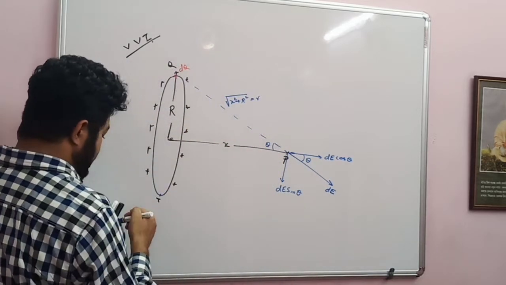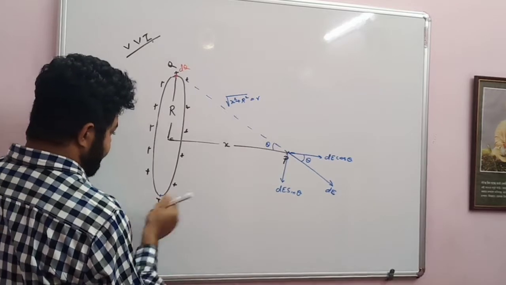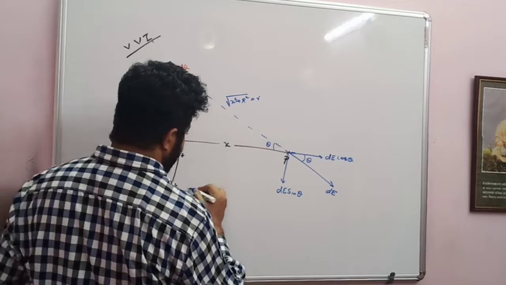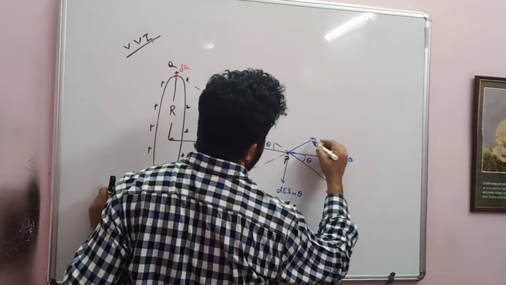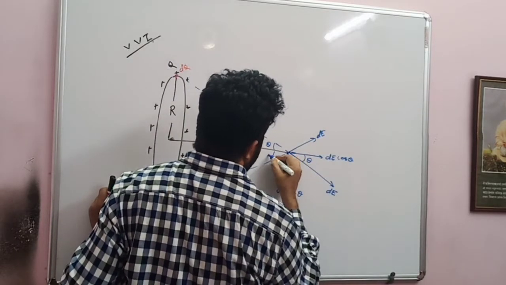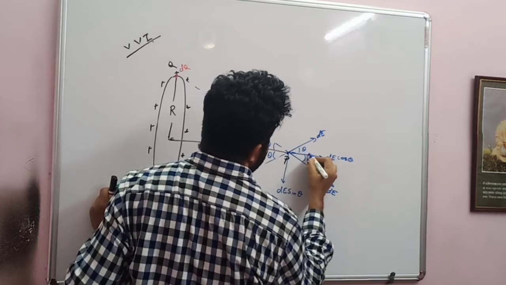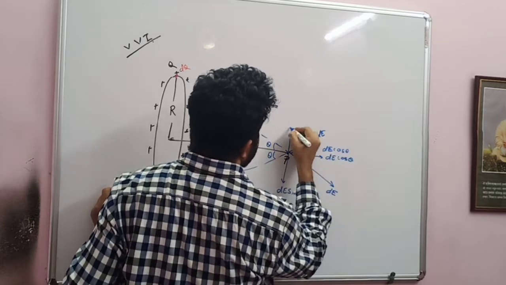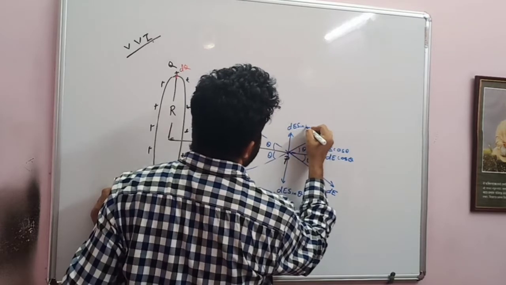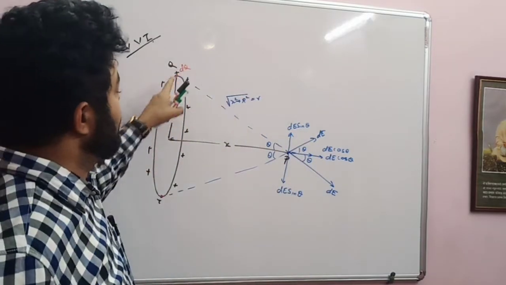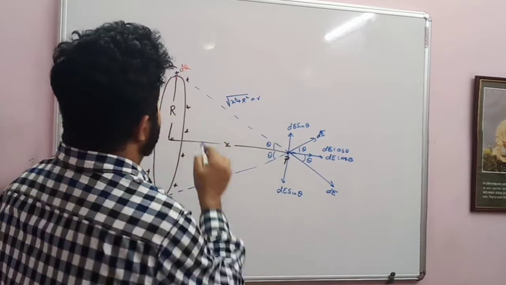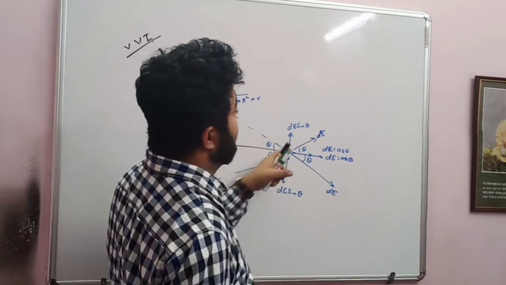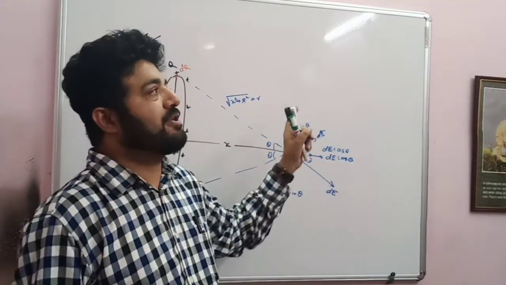Similarly, for the lower part, same thing happened. dE, this angle is theta, this is theta. So along the base dE cos theta, perpendicular to the base dE sin theta. अब देखो इसमें not only for two, so many lines is there. ऐसे सबका क्या होगा, दो कंपोनेंट होगा along the base, perpendicular to the base.